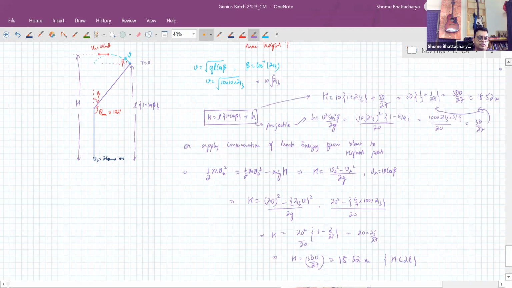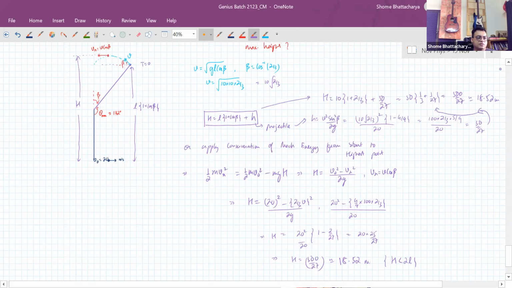So this is a point where a lot of people make the mistake of calculating the maximum height as L into 1 plus cos beta, forgetting the fact that there is a projectile component of motion after the string slackens also. There's a continued rise in height for a bit of time.